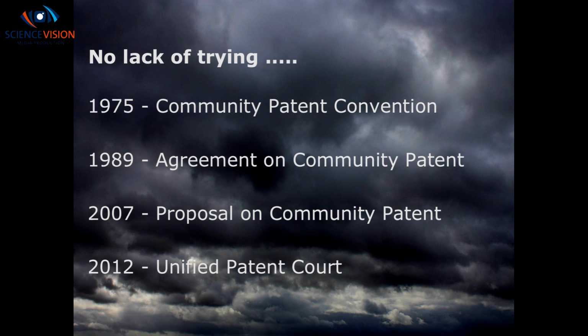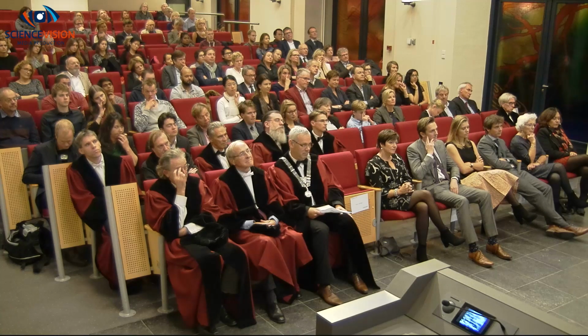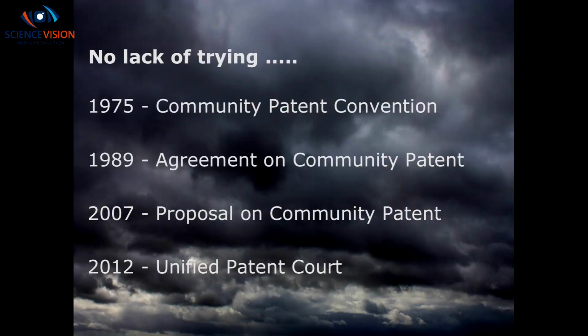One was in 1975 when we got the European Patent Convention, and this was supposed to be the extra. If you signed all the boxes for all the countries, you would get a community patent, but that never materialized, not enough signatures. In 1989, there was an agreement on a community patent, which again failed because not enough countries really supported it. That was an effort by Bolkestein at the time, as commissioner at the European Union. Then we had another attempt in 2007, a proposal on a community patent, and that one didn't fly either.